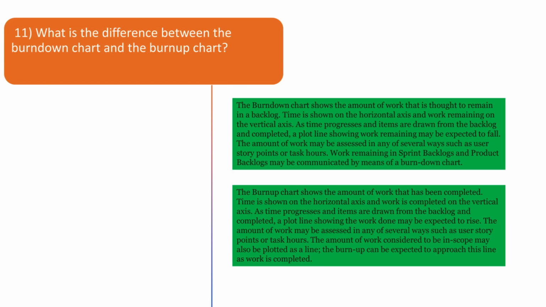The burn-up chart shows the amount of work which has been completed. Time is shown on the horizontal axis and work completed on the vertical axis. As time progresses and items are drawn from the backlog and completed, a plot line showing the work done may be expected to rise. The amount of work may be assessed in any of several ways, such as user story points or task hours. The amount of work considered to be in scope may also be plotted as a line. The burn-up can be expected to approach this line as work is completed.